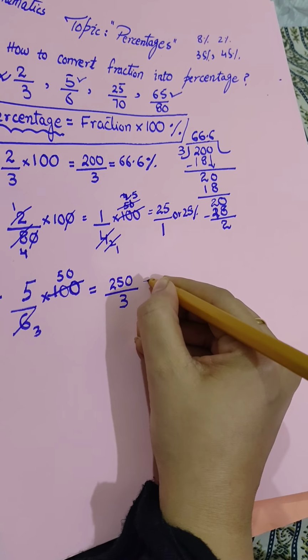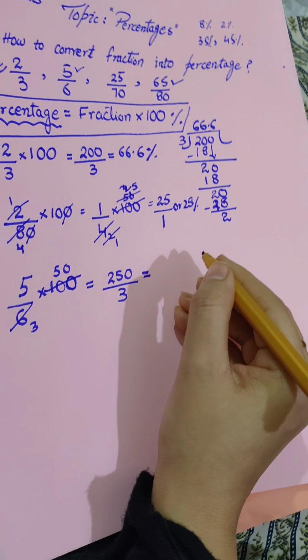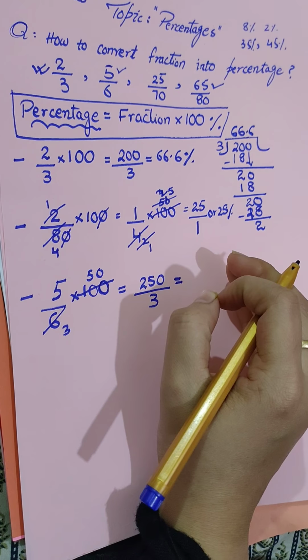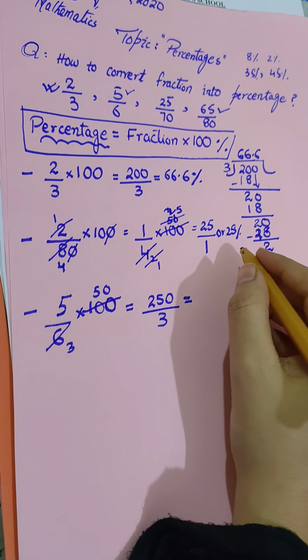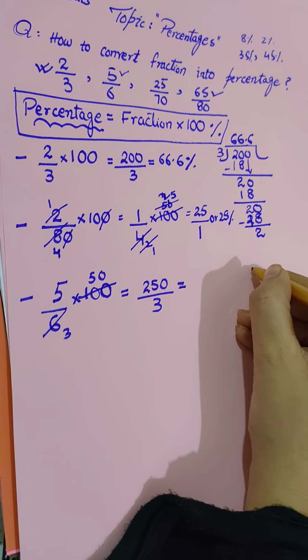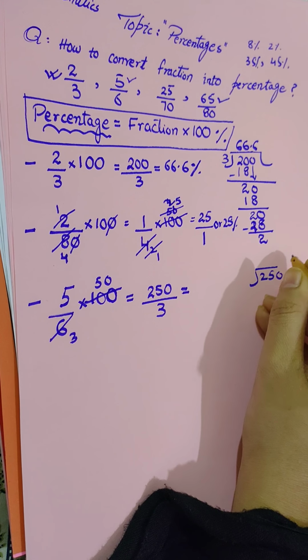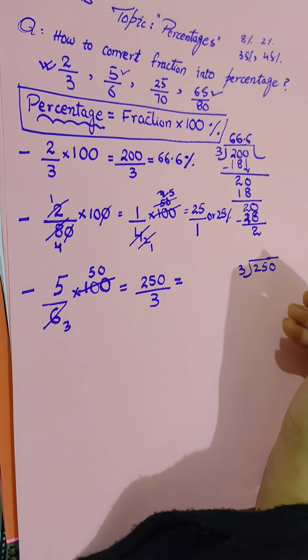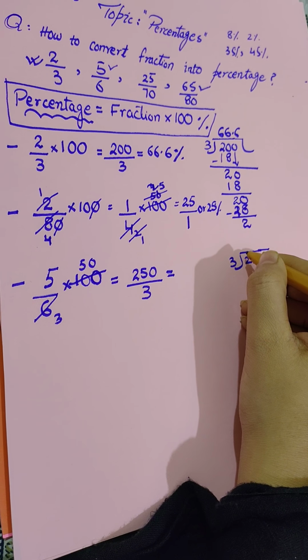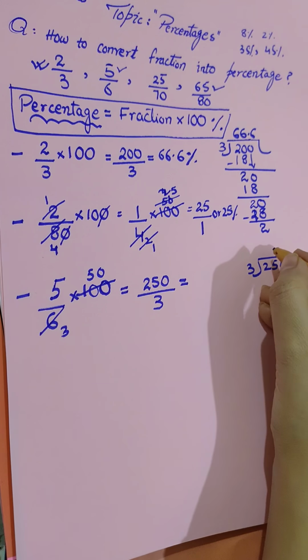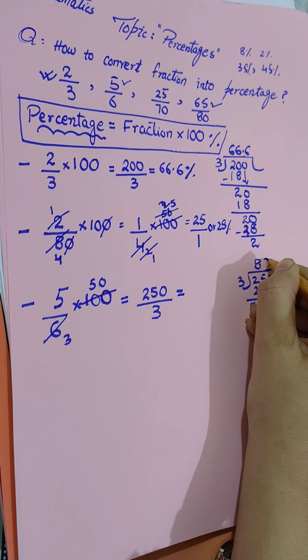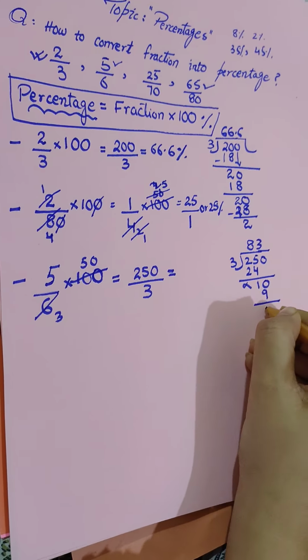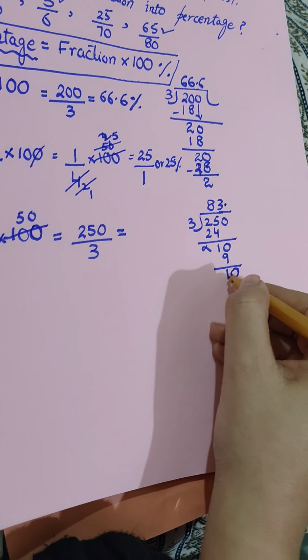Now what we have to do, just divide it because we cannot simplify it further. Okay, remember this tip, that you have to simplify until you cannot simplify it further, and then you will go for the division method. 250 inside and 3 outside, and you have to just solve it. 3 6 18, 3 7 21, 3 8 24, 3 3 is 9, 1 is the remainder. Take the point and make it 10.